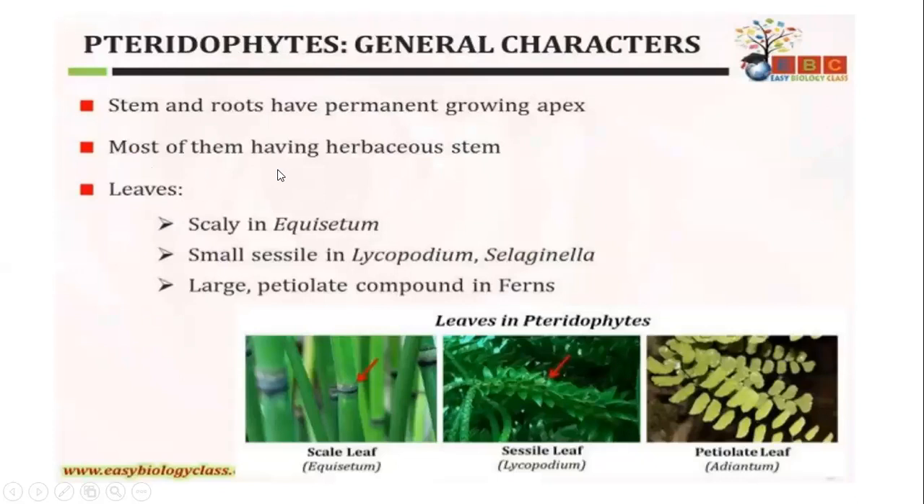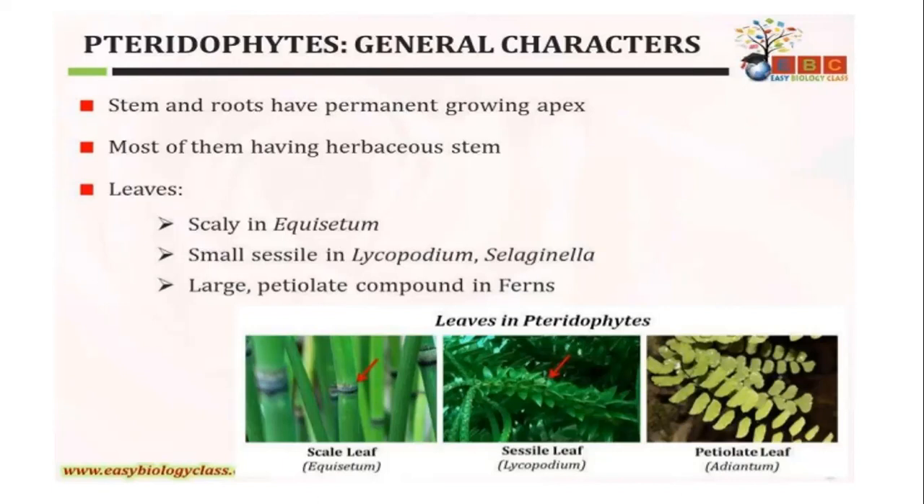Next, when we talk about the plant structure, they have a permanent stem and the roots with growing apices, and most of the pteridophytes have a herbaceous stem. Herbaceous stem means the stem is very soft and tender. Generally the first formed and primitive pteridophytes all have herbaceous stems. Next, when we talk about the leaves, in pteridophyta leaves play a very important role. Because in general, in all pteridophytic plants, leaves play an important role in forming the spores. So leaves are very important.